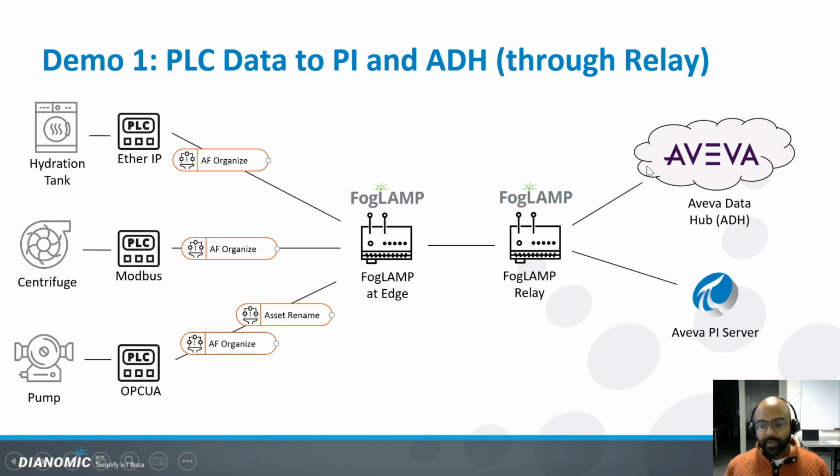Now that we've talked about the architecture, I'll dive into the first demonstration that I wanted to show you. On your manufacturing floor, you must have multiple different assets that carry out your tasks. Some of those assets may be a hydration tank, a centrifuge, or a pump. In this case, on that same manufacturing floor, these assets may be connected to different PLCs, and each of the PLCs may support a different protocol. Like this PLC supports Ethernet IP, this one Modbus, and this one OPC UA.